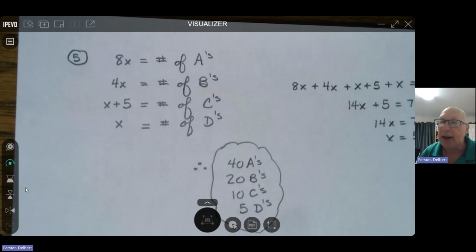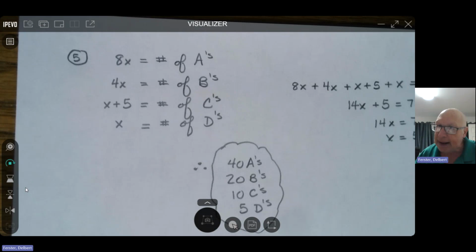So I chose to let X represent the number of D's, figuring that then verbally it's easier for me to translate the numbers of other grades based on that. So my recommendation to you, even though there's no such thing as a wrong place to put X, I do believe there is a best place to put X, and I do believe it's for the number of D's. So reading the problem, we realized that there were 5 more C's than D's, so that puts C's at X plus 5. We know that there were 4 times as many B's as there were D's, and that makes B's be represented as 4X.